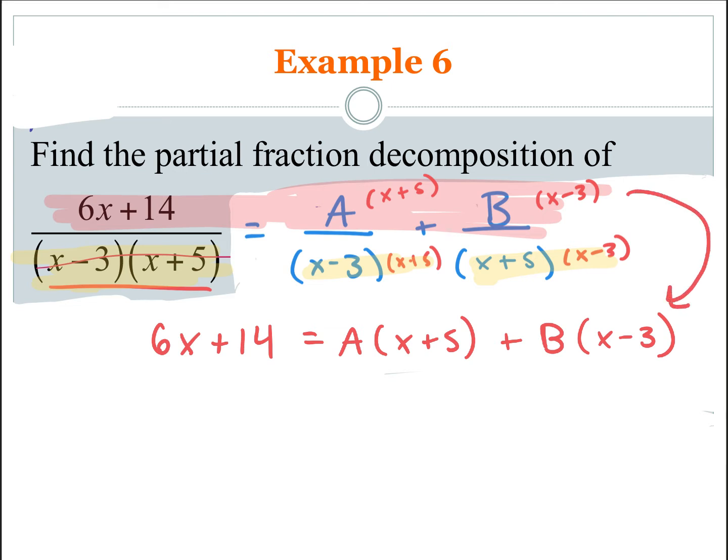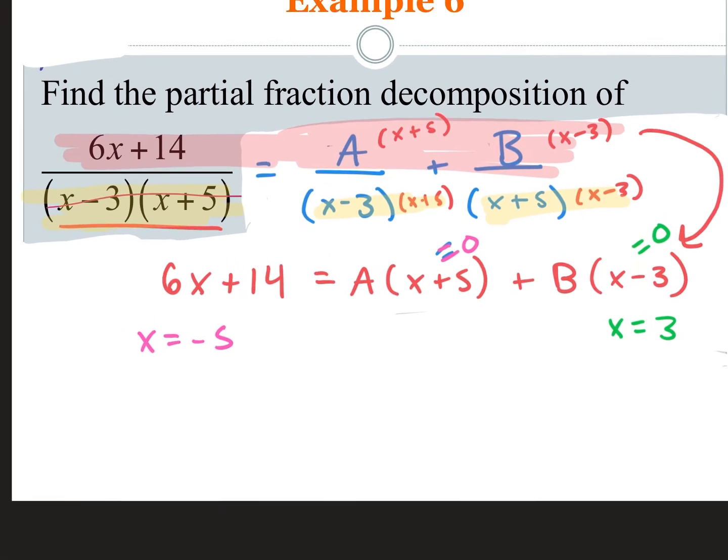Now our goal is to find what the value of a is and what the value of b is. And to do that, we have to plug in a couple numbers. So first thing we want to plug in is what makes this parenthesis equal to 0? -5, so I'm going to plug in x is equal to -5. And then I'm also going to plug in what makes the second parenthesis equal to 0. 3. So I'm going to plug in -5 and 3. So first let's plug in -5.